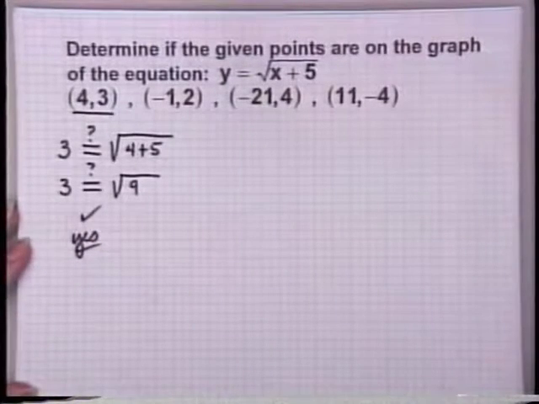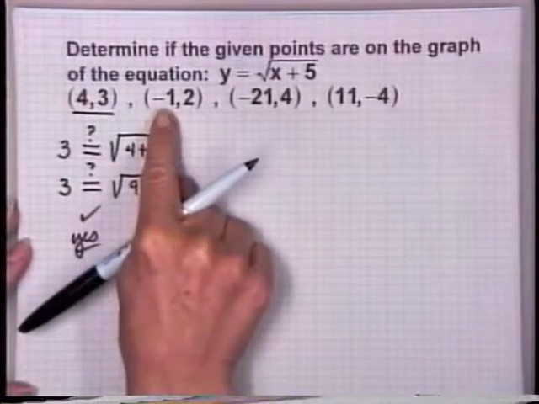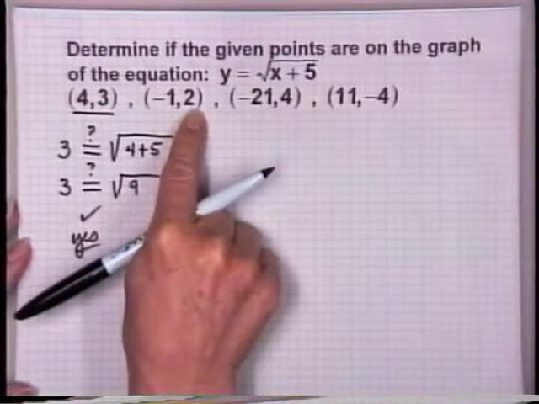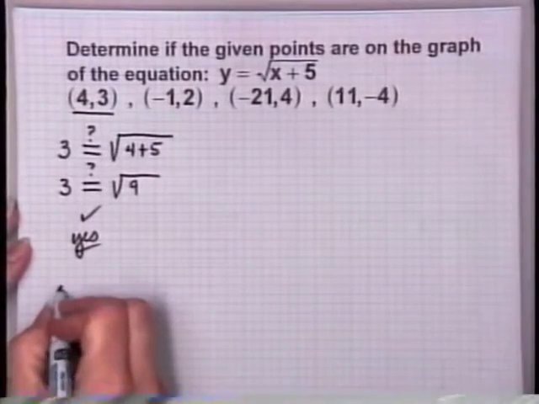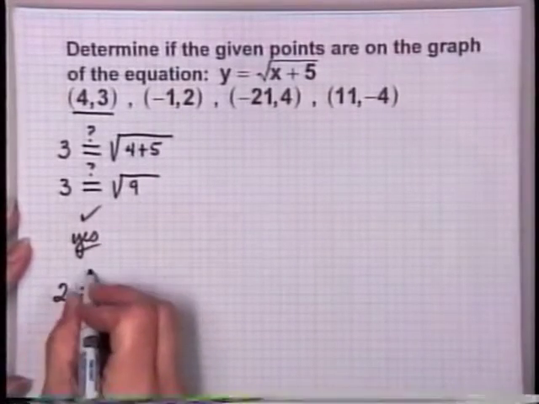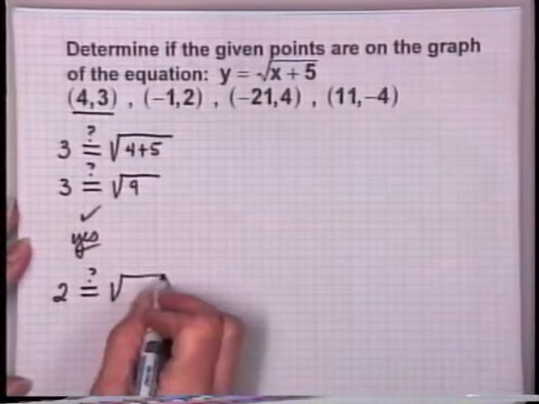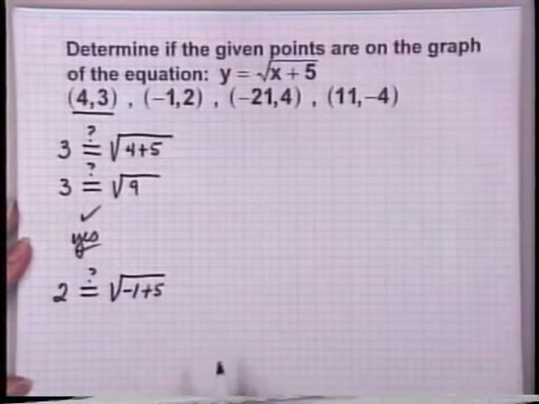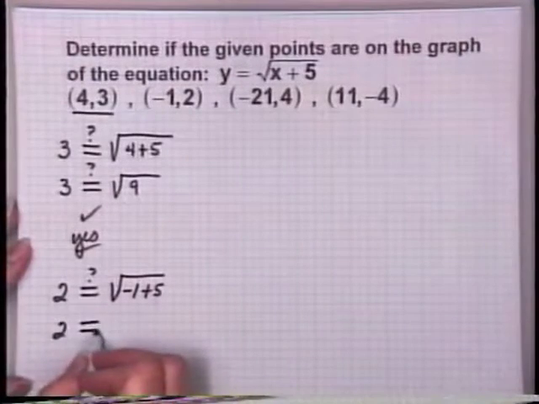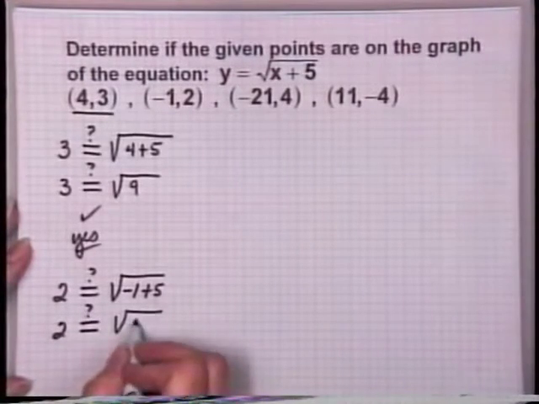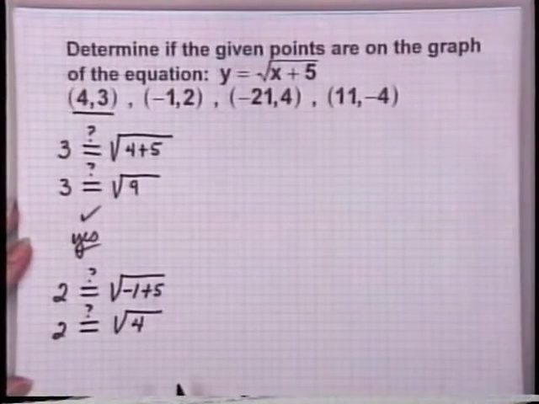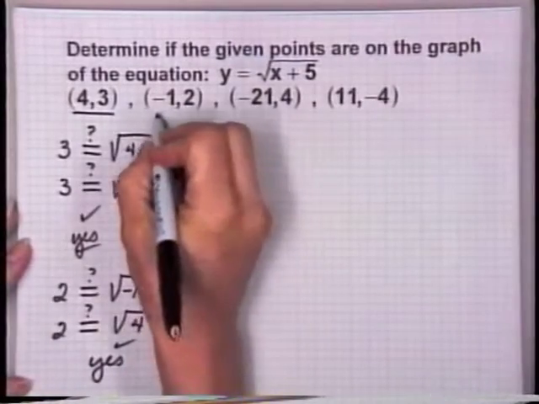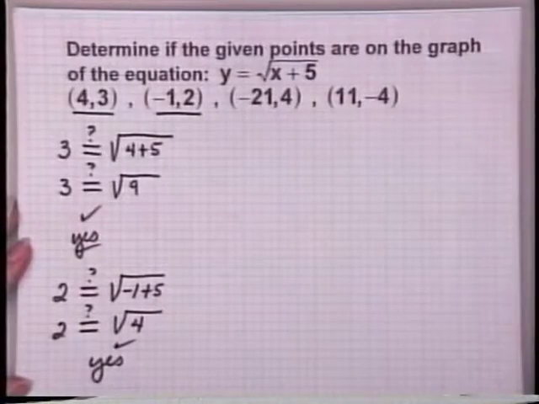Now, let's look at our second point. For our second point, x is -1 and y is 2. So again, let's substitute in. If y is 2, we want to know, does that equal the square root of -1 for x plus 5? Again, as we simplify, we can see that -1 plus 5 is 4. Is 2 the square root of 4? Yes, it is. So this second point also is on the graph.